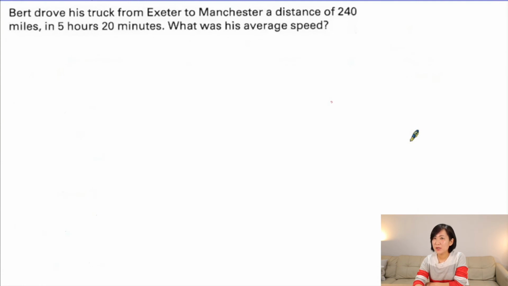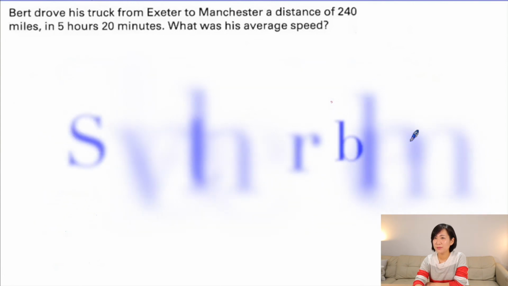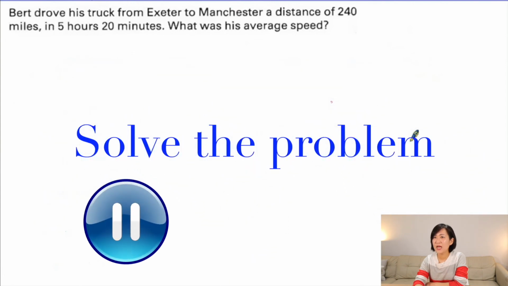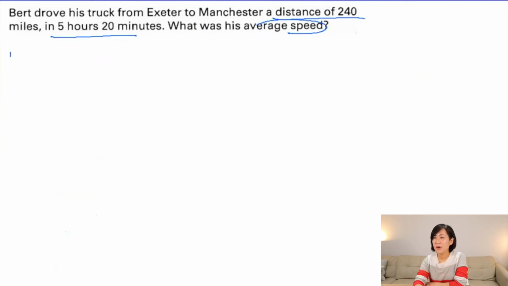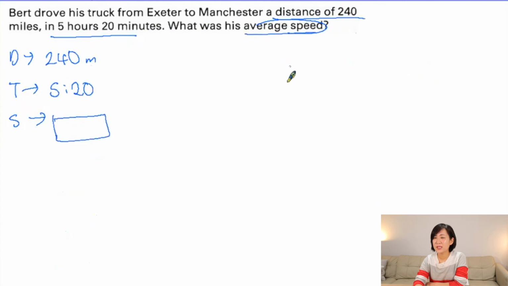Then again read the question, then identify DST, write it down and find out your missing value. Have a go. Now, since we need to identify our DST, the distance is 240 miles and time is 5 hours 20 minutes. Then speed, because the question is directly asking you to find the speed. So how to calculate speed? Have a look at the triangle. Speed is distance divided by time.